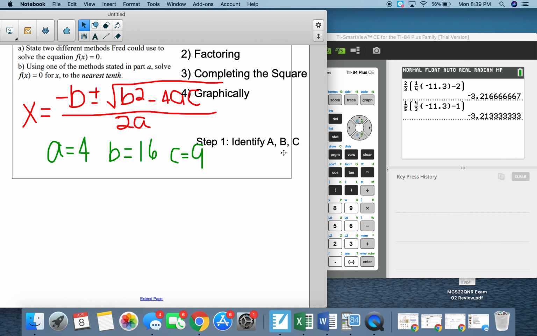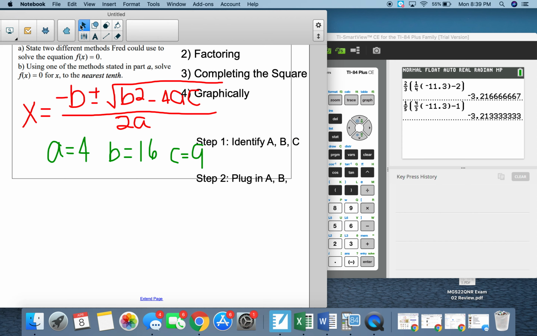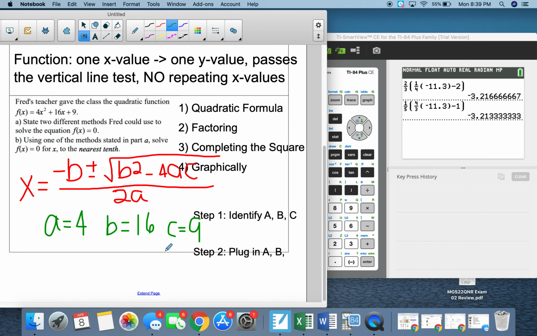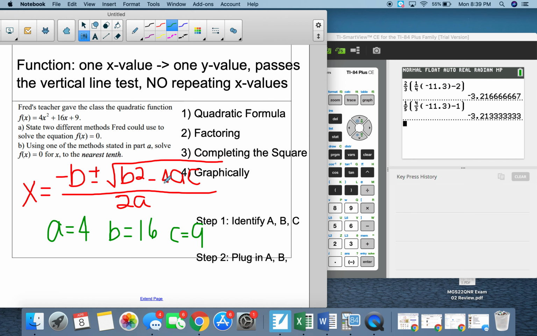All right, step 2 is to plug ABC into your quadratic formula. So what you're going to do right now is copy over the quadratic formula. And as you're copying it over, instead of writing the letters, what you want to do is replace the letters with parentheses.